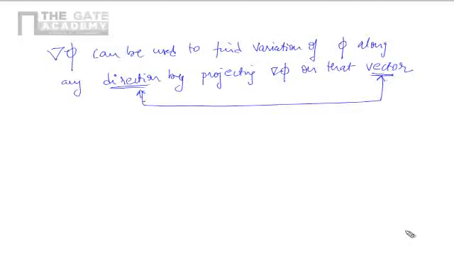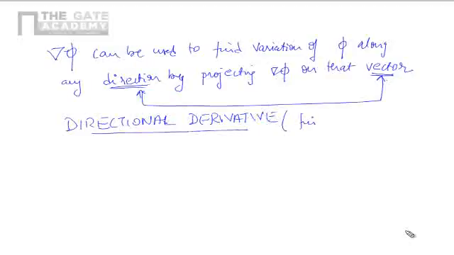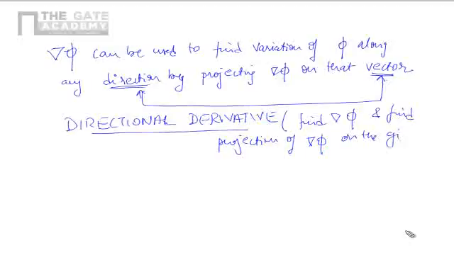Now this variation along any direction is called directional derivative. It is called mathematically as directional derivative. So ultimately, if you are asked to find the directional derivative, what you have to do is find del phi and find the projection of del phi on the given vector. That's what we have to do.